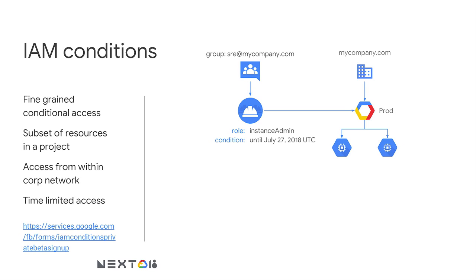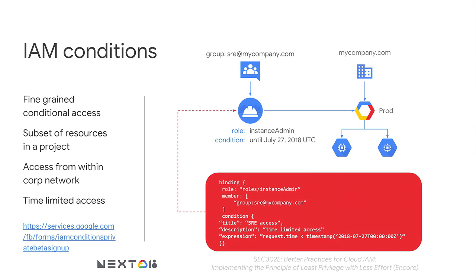And the last type of conditions we support is time window or time-based conditions. So you grant access to users only within a certain window. So in this example here, suppose we have a production project, and it has an issue. So we want to enable the SRE team to go and fix the problem, but we want to allow them to do their job only until July 27. So to do that, we grant the SRE team the instance admin role again on that project, but only with time less than July 27. And after July 27, the access will be automatically revoked.